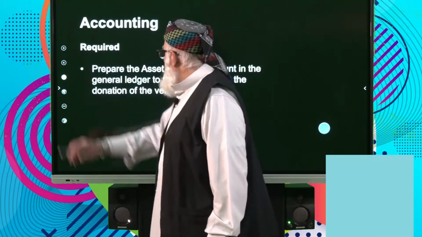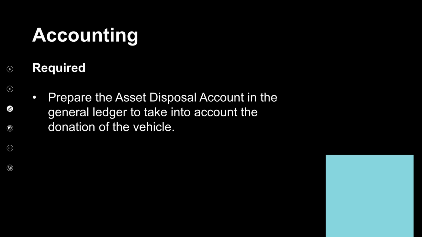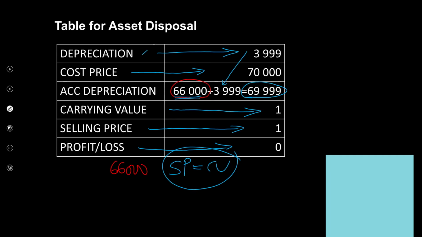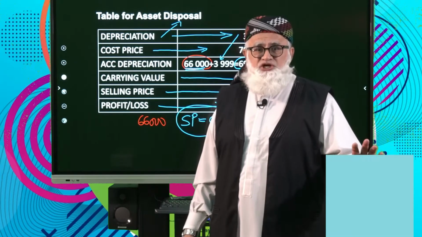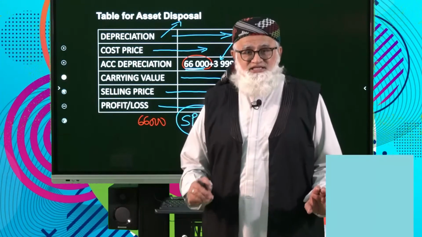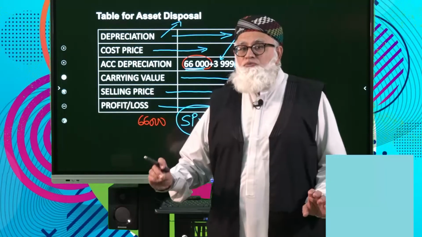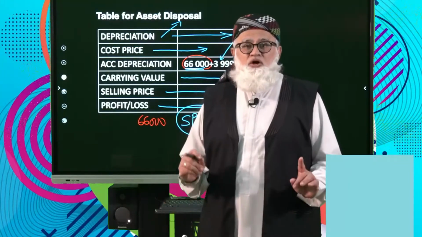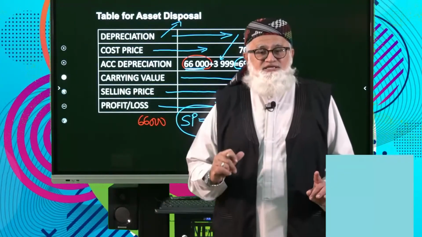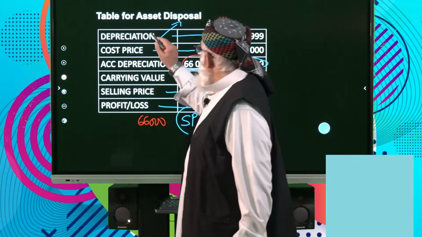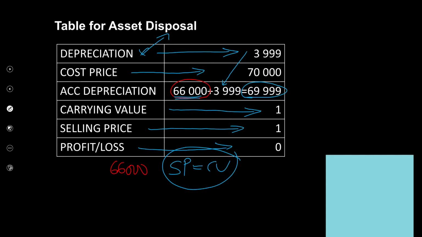Therefore, let's look at the asset disposal account in the general ledger, and we have to take into account the donation. Firstly, the first entry, depreciation. What's my double entry? My double entry is a debit to depreciation. Why? It is an imputed expense, and a credit to accumulated depreciation. Why? Because it's a negative asset increasing in value. Okay, so there's my entry done and dusted: debit depreciation, credit accumulated depreciation.